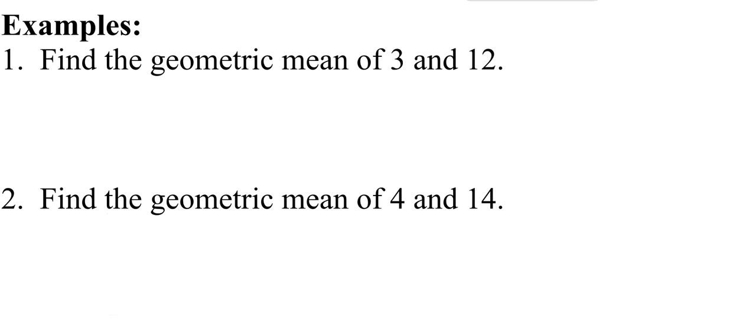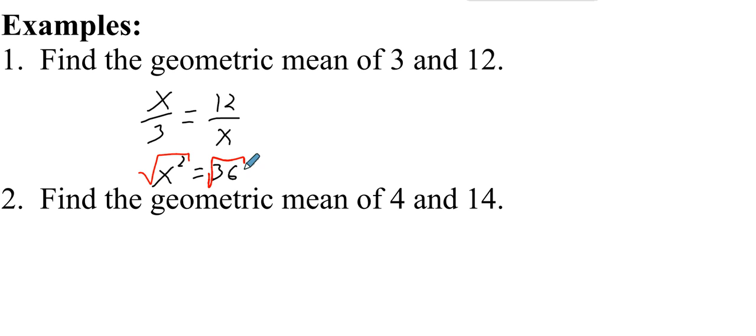Okay, so first, let's look at finding geometric means. If I want to find the geometric mean here, I can think of this as x over 3 equals 12 over x. As I simplify this out, I get x squared equals 36. I square root both sides, and I get x is equal to 6.